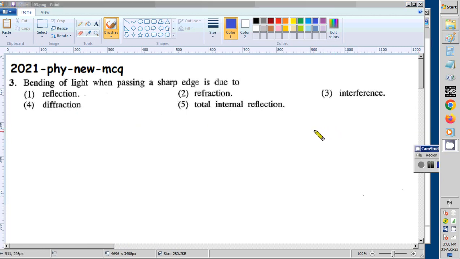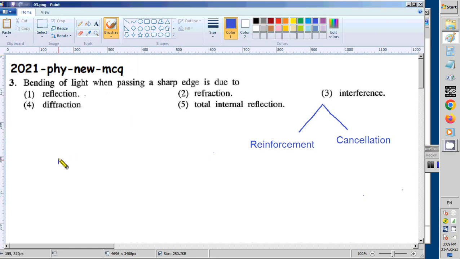Now let us discuss what interference is, in brief. There are two types: one is reinforcement, the other is cancellation. Let us look at what they are. There is a wave like this. This one is the crest, this one is the top.